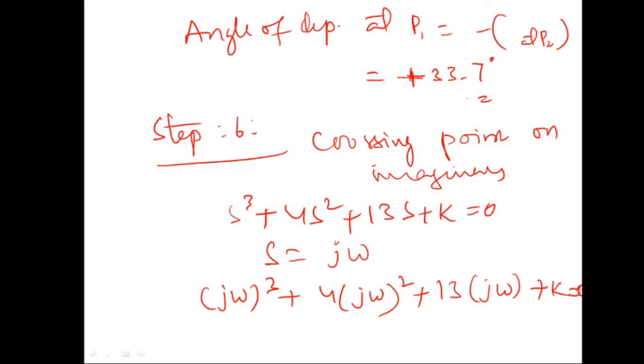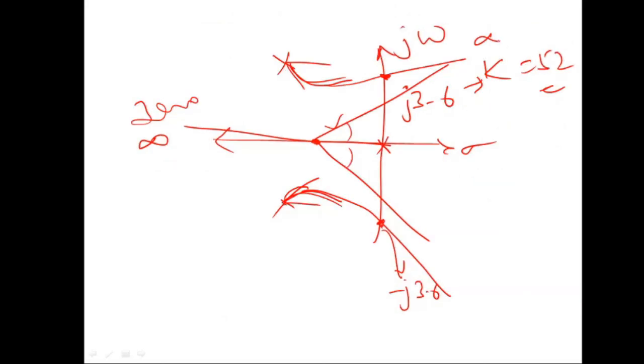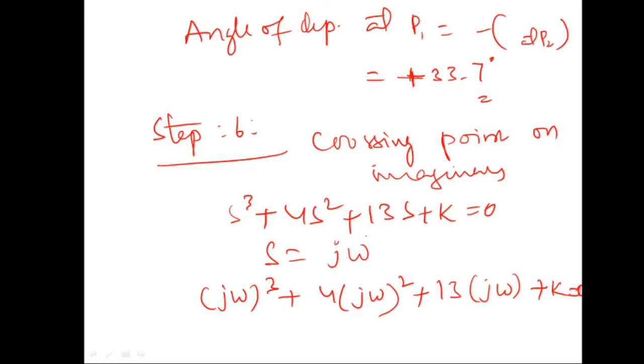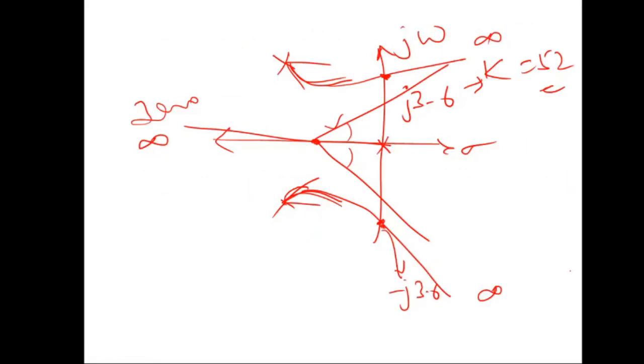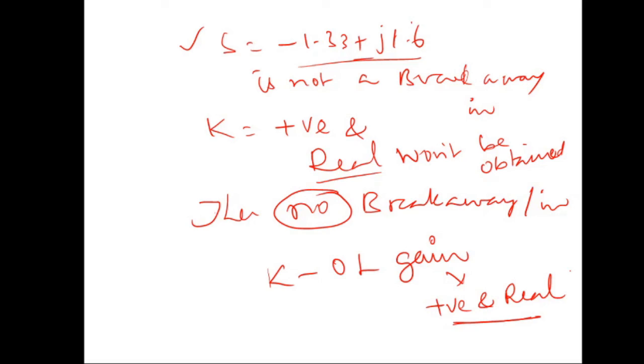And finally, we found all the values. We found the asymptotes, the angle of asymptotes, the centroid, and the angle of departure. And finally, if it has to move towards infinity, we need to find the point at which it crosses the imaginary axis. To find that, we substituted s equal to j omega, and we found the value of omega as plus or minus 3.6, and with that value of omega we obtained the value of K as 52, and we plotted all these things on the graph.